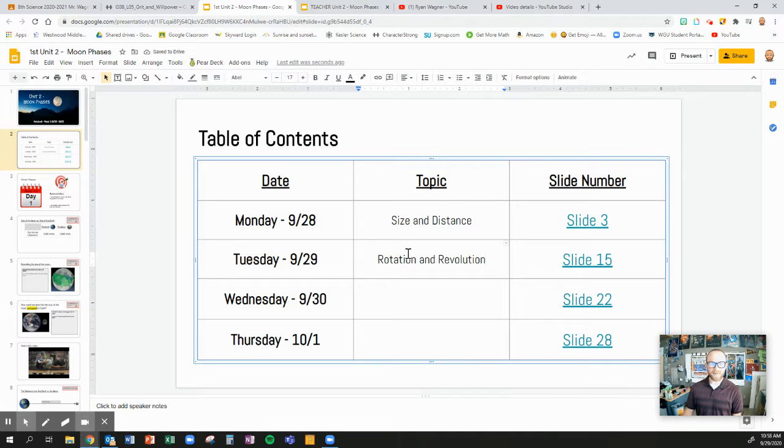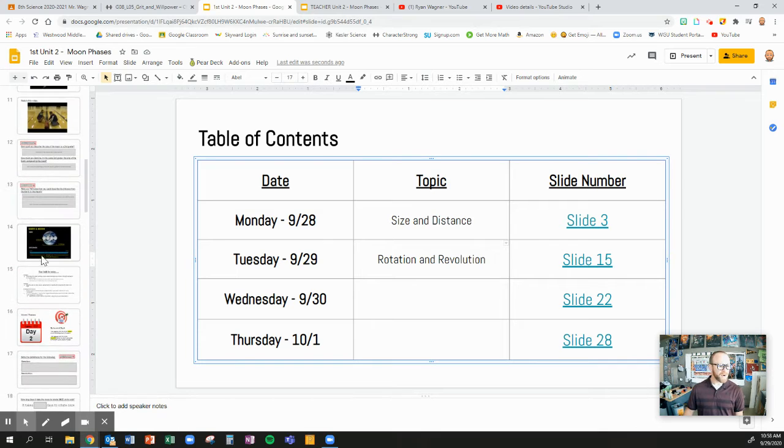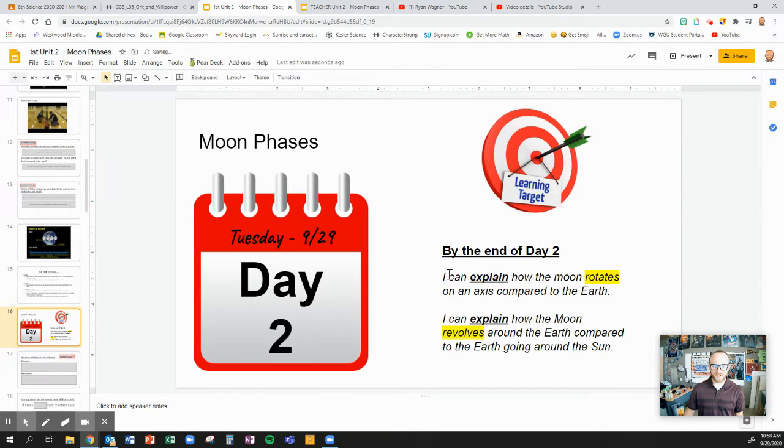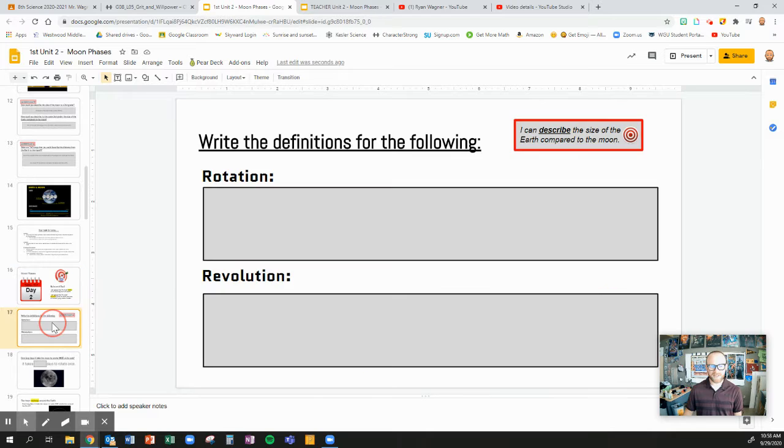Today, for Tuesday, we're going to be talking about rotation and revolution. Okay. Now, if we go down here to day 2, your goals: I can explain how the moon rotates on its axis compared to Earth, and I can explain how the moon revolves around the Earth compared to the Earth revolving around the sun.